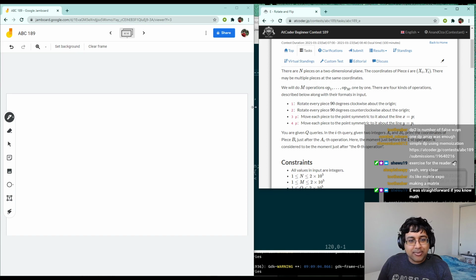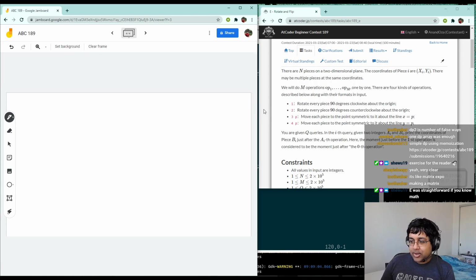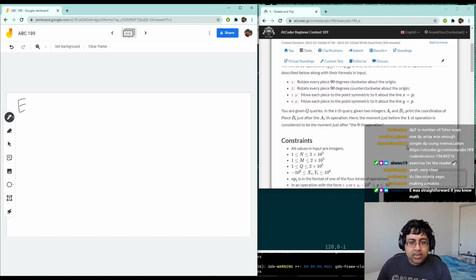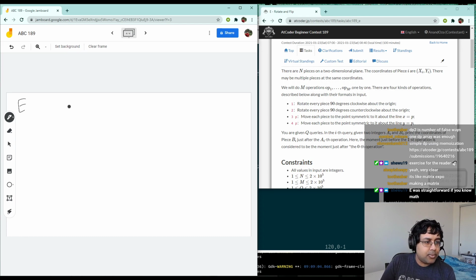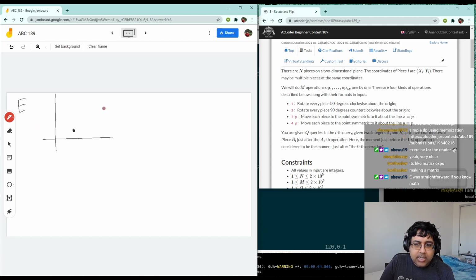Yeah, E was a bit more of a math problem than some of the other ones that we've looked at. So we basically have 4 different operations. Let me just draw what they are so we can visualize them. So the first operation is, if you have a point, let's say this is your starting point, then you want to rotate it 90 degrees clockwise about the origin.